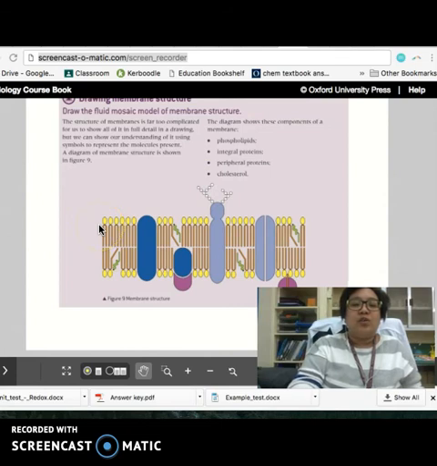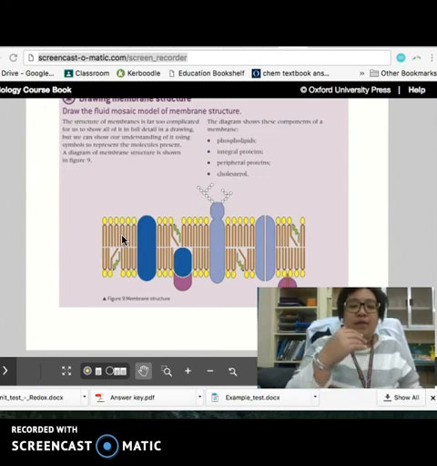Sorry, I forgot to mention. These heads are hydrophilic, they love water. The tails are hydrophobic, they repel water. That property of a molecule is called amphipathic properties, meaning they have two different kinds of property. In this one molecule, this side loves water, but this side repels water. So that's all for the structure of the membrane.